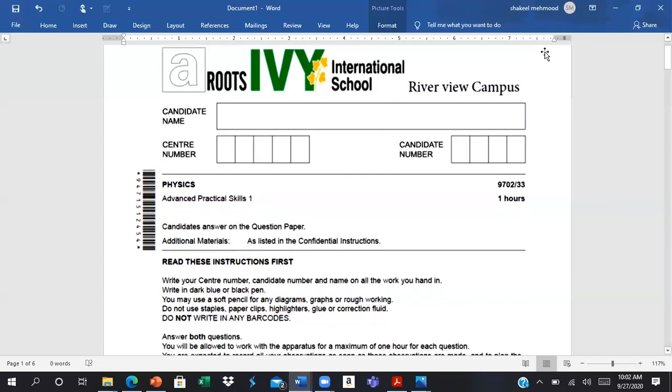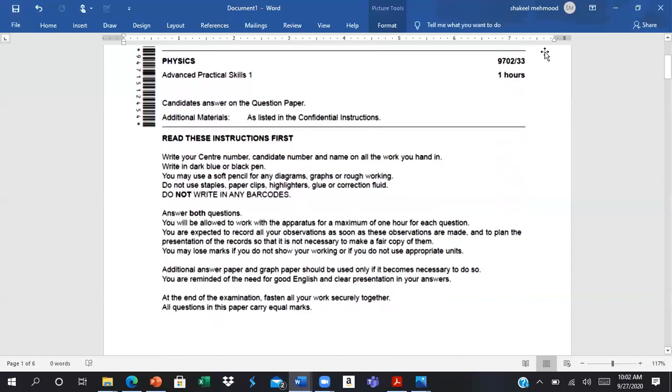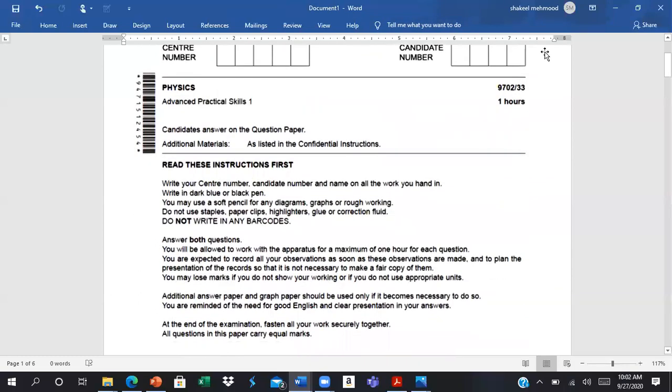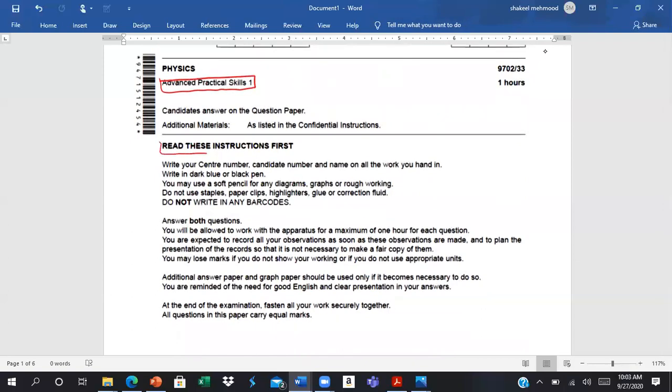Okay, let's move on to the practical now. This is your question one, and this is your instruction page. Obviously, you have to read your instruction page carefully. So let's say I'm going to write my name on it. Okay, let's move on. This is Advanced Practical Skills 1. And beta, these are the instructions. You need to read these instructions very, very carefully.